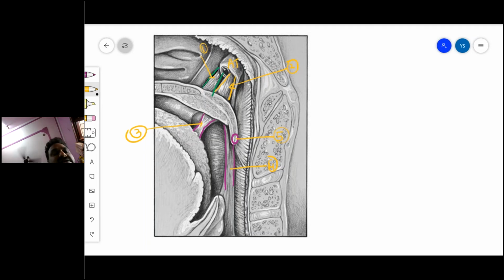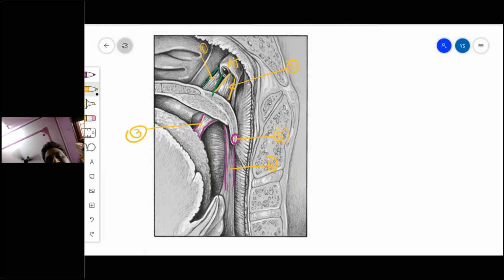Similarly, we come to the lower aspect of the soft palate. Here you see the number 3 between the soft palate and tongue. Name that muscle. Palatoglossal muscle, present deep to the palatoglossal arch. Okay? That thing.